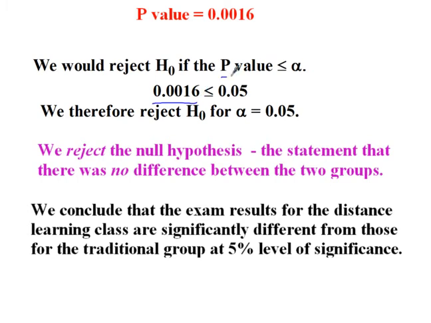Remember, the smaller your p-value becomes, the more likely you are going to reject the null hypothesis. So reject the null hypothesis. The statement shows that there's no difference between the two groups. Okay, we can conclude that the exam results for the distance learning are significantly different from the traditional group at 5%. How different? Well, we're not testing whether it's greater scores or less scores. We're just testing the fact that they're different. That doesn't mean that the populations are necessarily truly that way. It just means that these scores from these particular students would show that.